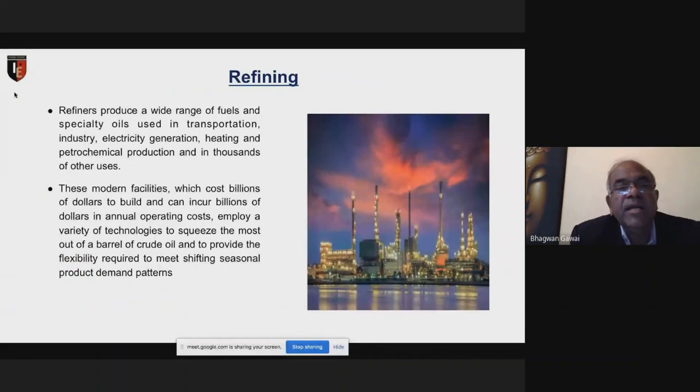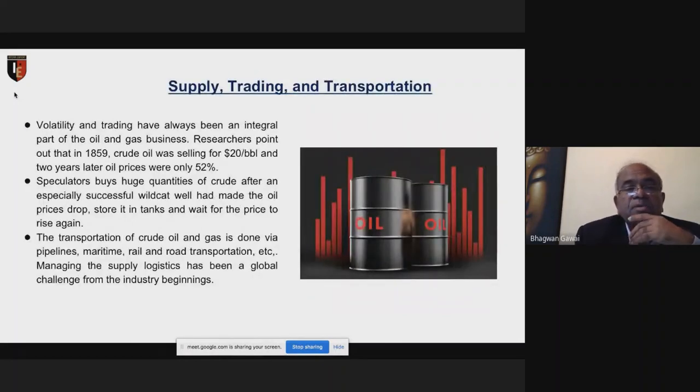What is refining? Refining produces a wide range of fuels, and what are they used for? For automotive transportation, industry, electric generation, you require furnace oil, diesel or gases, heating oils, then petrochemical production, and many thousands of other uses for oil. In refining, all this process takes place, from crude oil to different products like LPG, naphtha, gas oil and more. Once you do the refining, it goes for supply, trading and transportation. So what happens in supply?